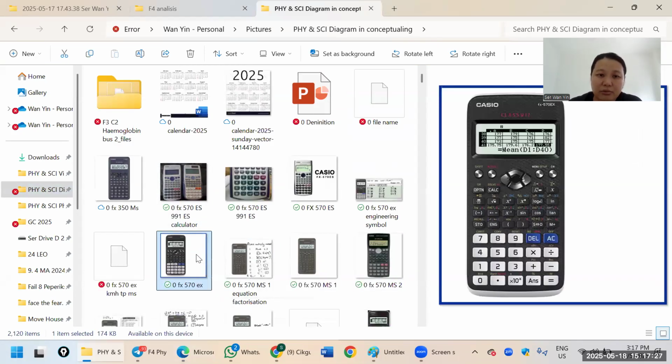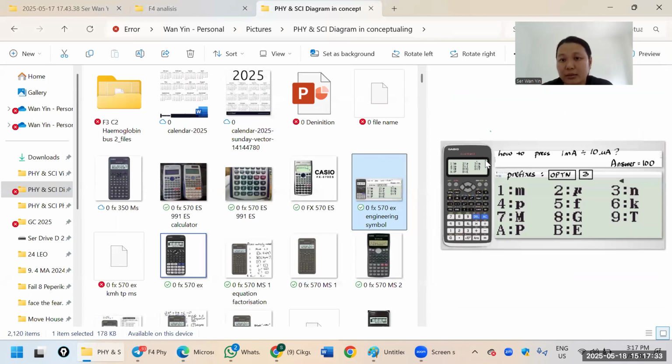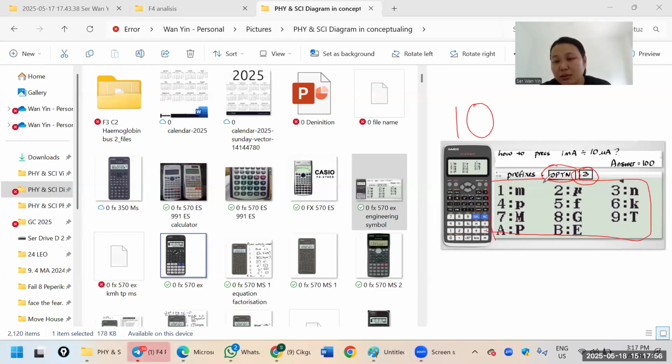So for example, if you want to find milli in this calculator, millisecond, yes, and milli, yes. Press, for example, 10 milli, right? So you press 10, you press option, you press 3. Then you will see this page. So milli is number 1, milli, okay?